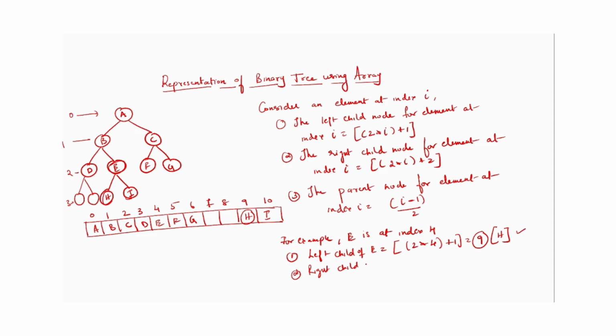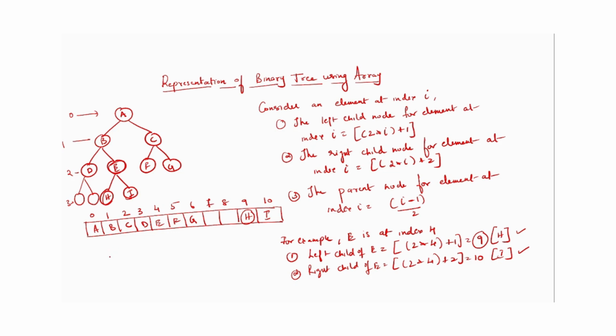So what is the right child of E? Let us use the formula, 2 into i plus 2, so 2 into 4 plus 2, that is 10. Let us check what 10 is. 10 is I, and let us check the tree here. Yes, I is the right child node of E. So our answer is right.